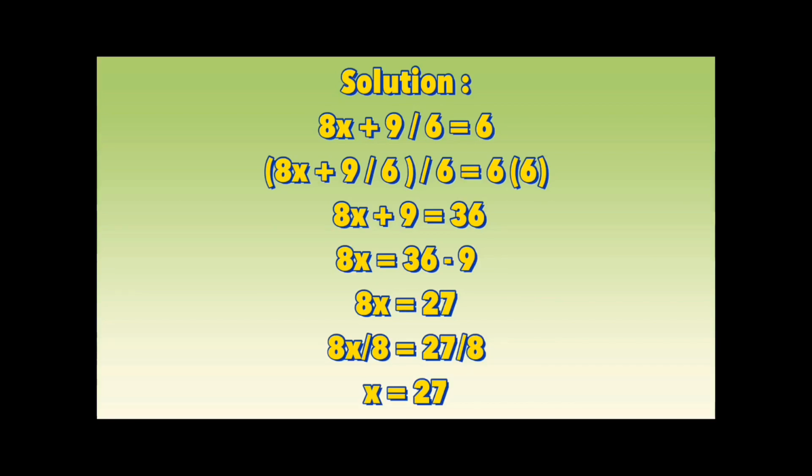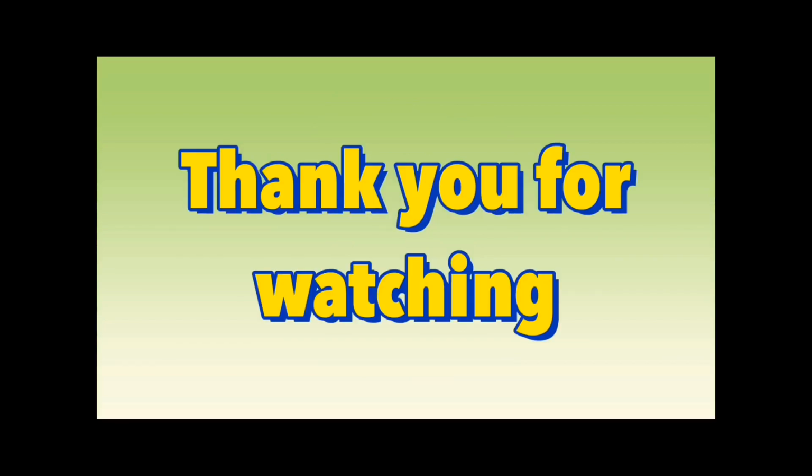Then we're going to transpose the constant to the right side of the equation, so the 9 becomes negative 9 next to 36. 8x equals 27 after simplifying 36 minus 9. Then we're going to divide both sides by 8. 8x divided by 8 equals x, and 27 divided by 8 equals 27 over 8. Take note, if we divide and the result is not exact, our answer remains as an improper fraction.